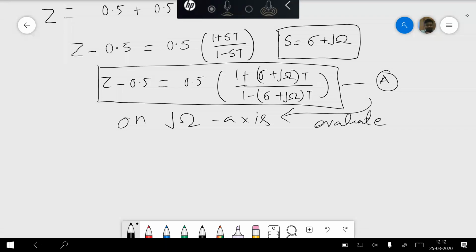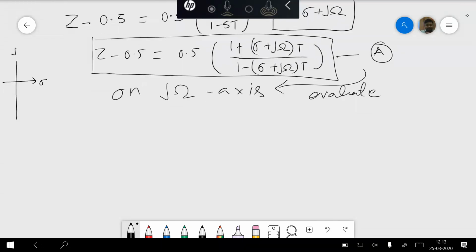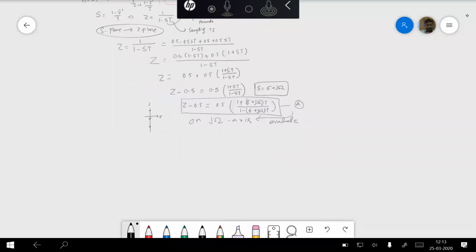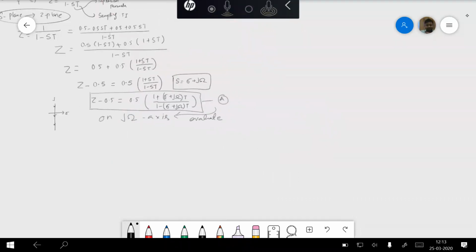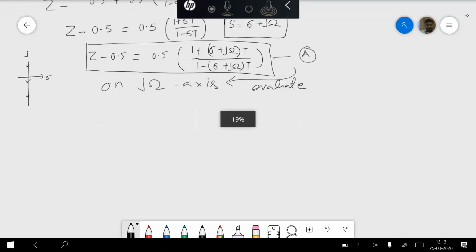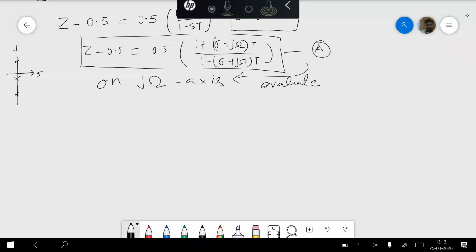So basically we can solve it, right? If I want to find out what the values are on this particular j omega axis, this is my j omega, this is my j omega, and this is my sigma. I want to find all the values on this axis. How is it going to be solved? Basically, on the j omega axis, sigma is 0, right? On the j omega axis, sigma is 0, yes or no?